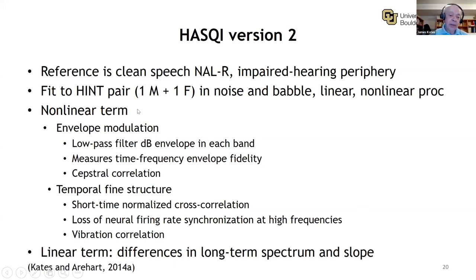There's a nonlinear term, and there's also a linear term. The nonlinear term looks at envelope modulation and at temporal fine structure changes. The linear term, which is based on some work that Brian Moore and Chin-Chuan Tan did quite a few years ago now, looks at differences in the long-term spectrum and slope.